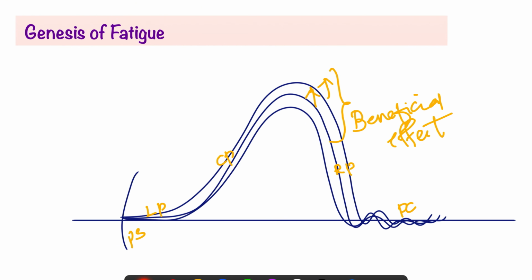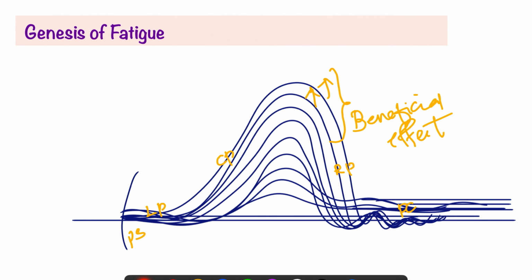We already discussed the beneficial effect in the last video. Here the second and third responses are benefited because of the first response. Okay. Now later we continue to give the stimulus with the same strength, same point. What will be the effect? Yes, the force of contraction will keep on reducing, with increased latent period and prolonged contraction and relaxation periods. Okay, so that is the effect of fatigue.